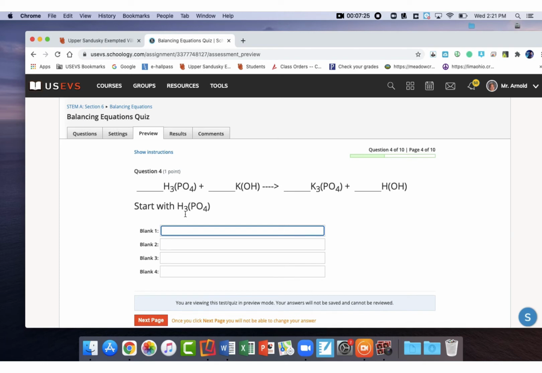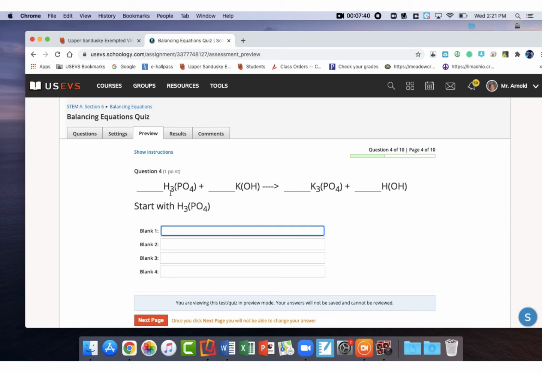So this time we're going to start with H3PO4. We didn't have to start with H3PO4, but that's just what I picked. It's just one good choice. So here we have H3PO4. Here's our arrow. So we want to work on that. Let's work on these 3 right here.